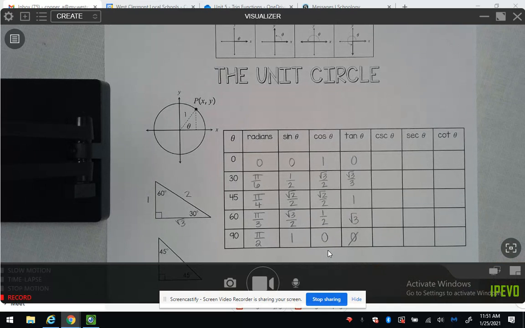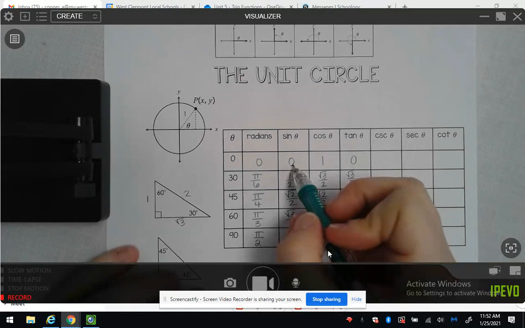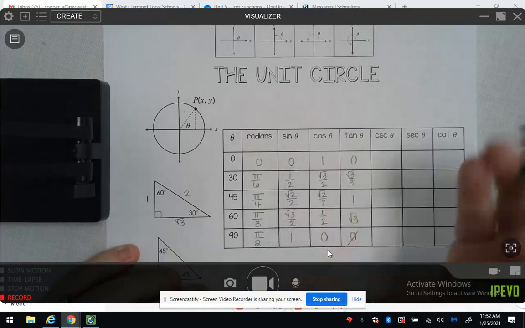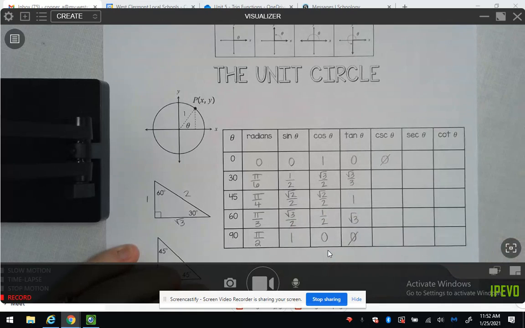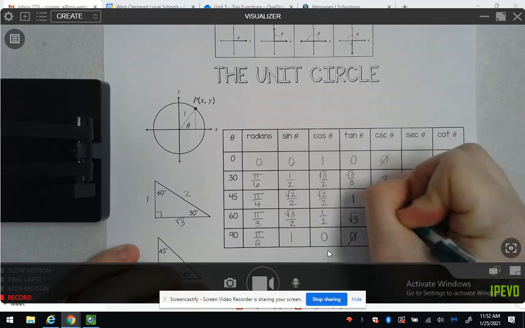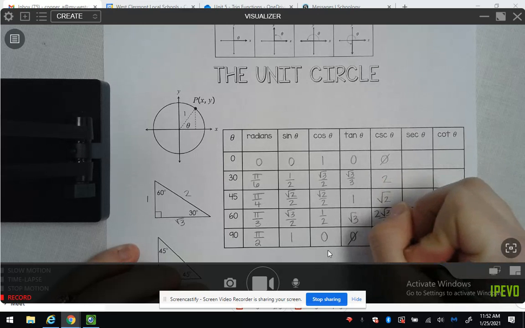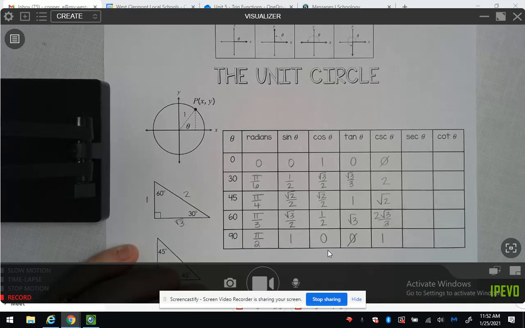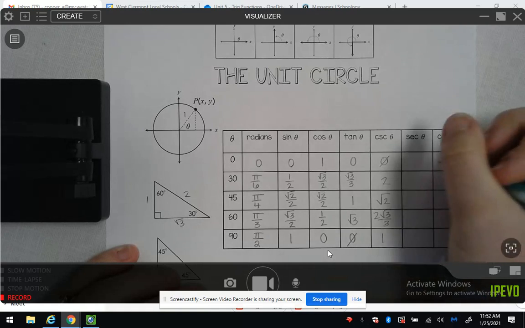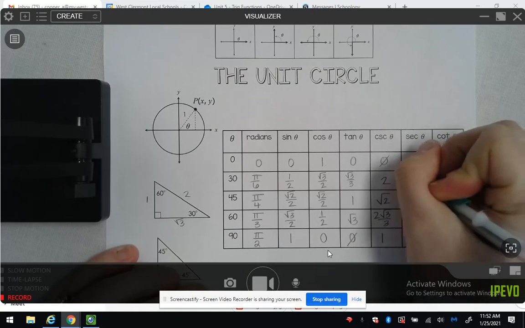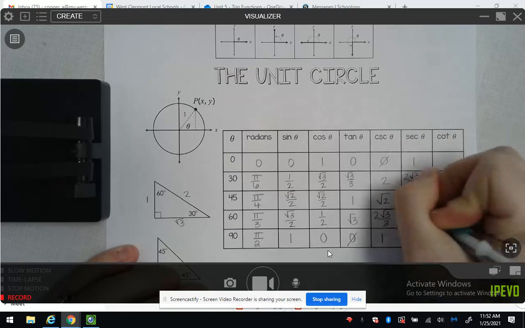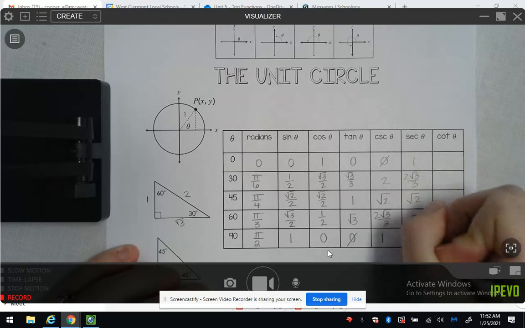Now cosecant. Cosecant is the reciprocal of sine. So this is like 0 over 1. If I flip it, that's undefined. This becomes 2. This becomes radical 2. This becomes 2 radical 3 over 3. And 1 divided by 1 is still 1. Now it goes in the opposite direction for secant: 1, 2 radical 3 over 3, radical 2, 2, and undefined.